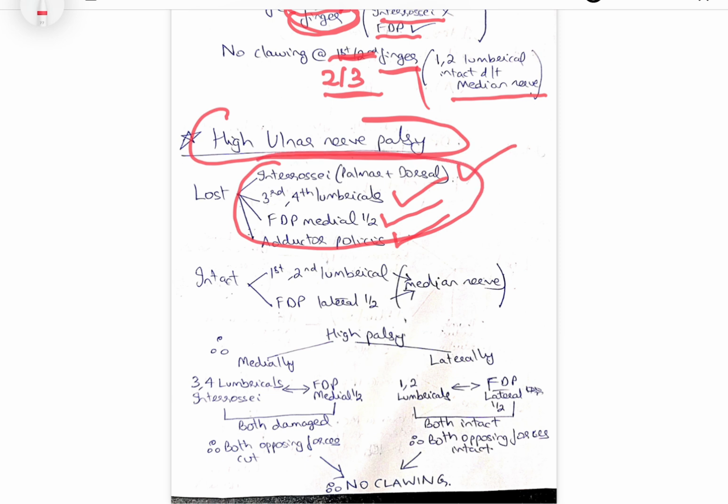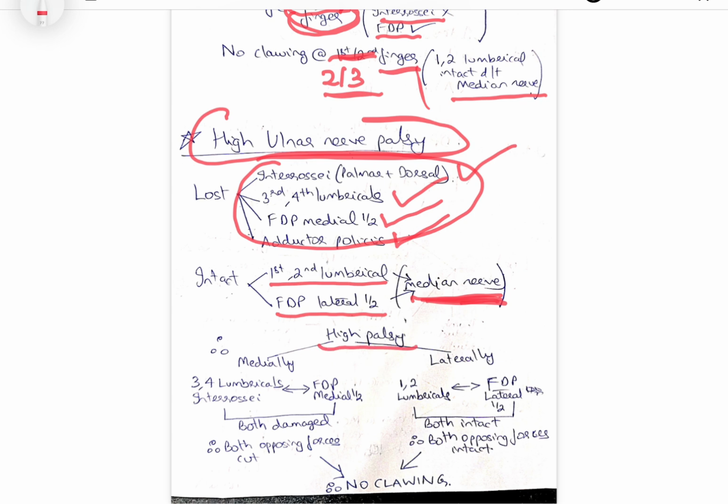Now, what is intact? The median nerve is intact. Okay, so what muscles are intact? The first and second lumbricals are intact, and the lateral half of FDP is intact. So grossly we can say that the lateral half, which is supplied by the median nerve, is intact, while the medial half, which is supplied by the ulnar nerve, has lost all its muscles. Okay, so we'll discuss this concept.